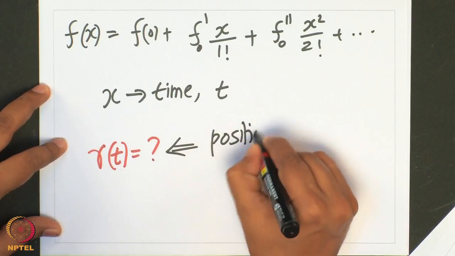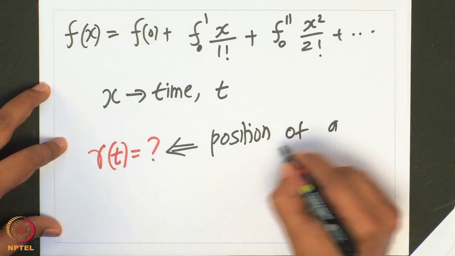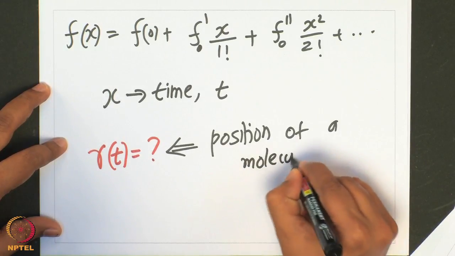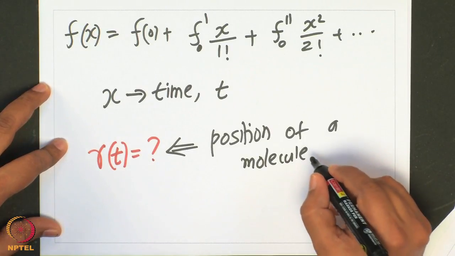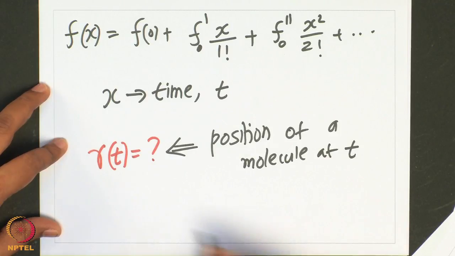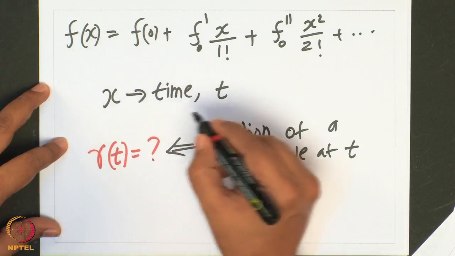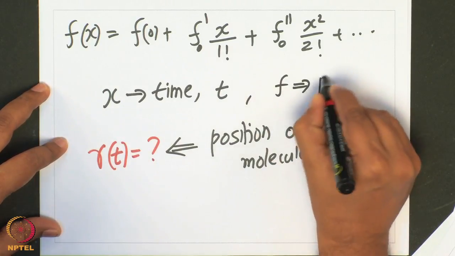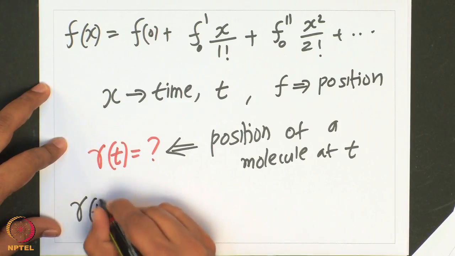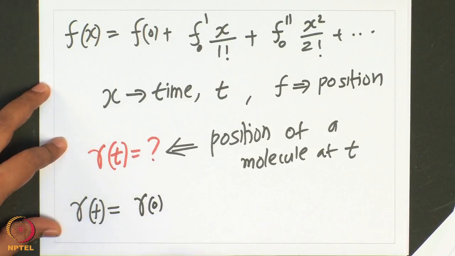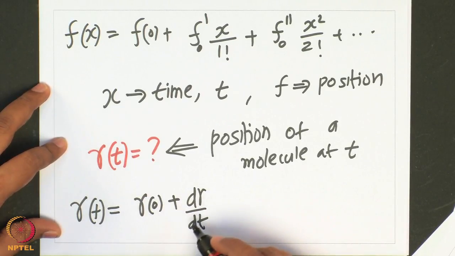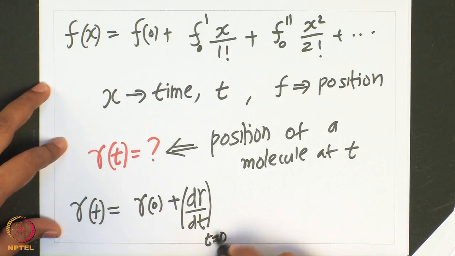Position of a molecule in a cell or wherever it be, position of a molecule at any time t. If I want to know this, I would substitute f is equal to r. So x is time, f is position. Then r of t is r at 0, if I know the initial position at time equal to 0, plus the first derivative, dr by dt. What is dr by dt? It is nothing but velocity at time equal to 0. This is called initial velocity.